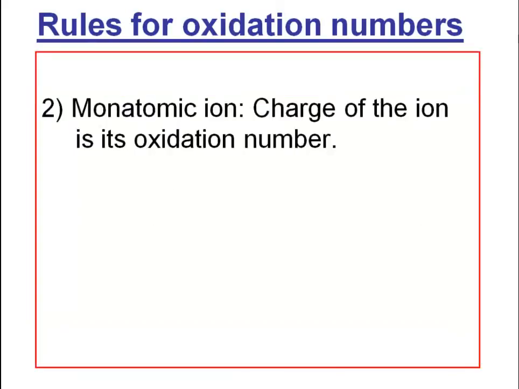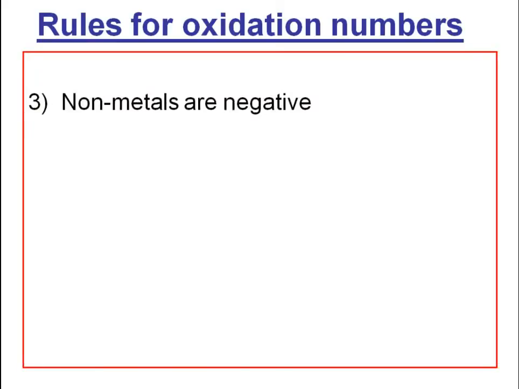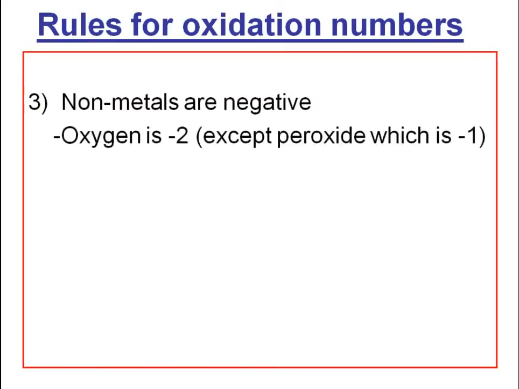The second rule is that monatomic ions have the charge of the ion as their oxidation number. The group 1A or the alkali metals have a +1 charge on their ion, so their oxidation number is +1. Group 2A has a +2, aluminum is a +3. Nonmetals will be negative. Oxygen is a -2, except when it's present as peroxide, then it'll be a -1.